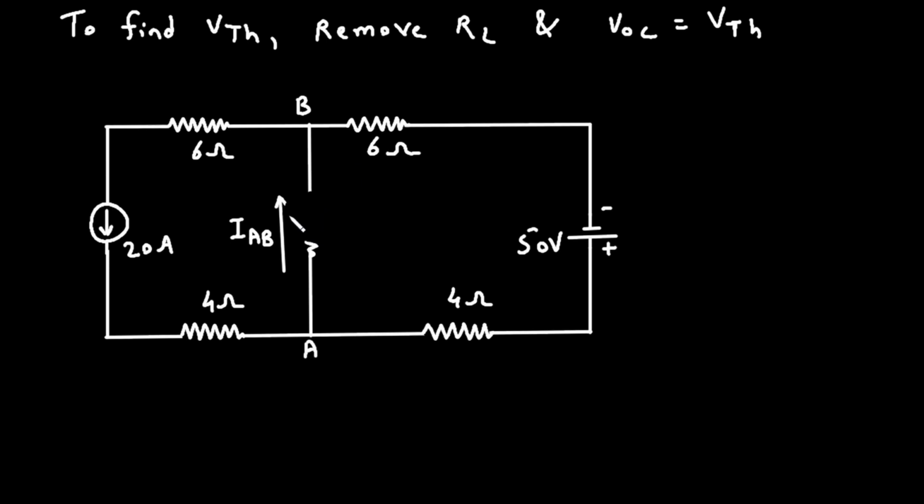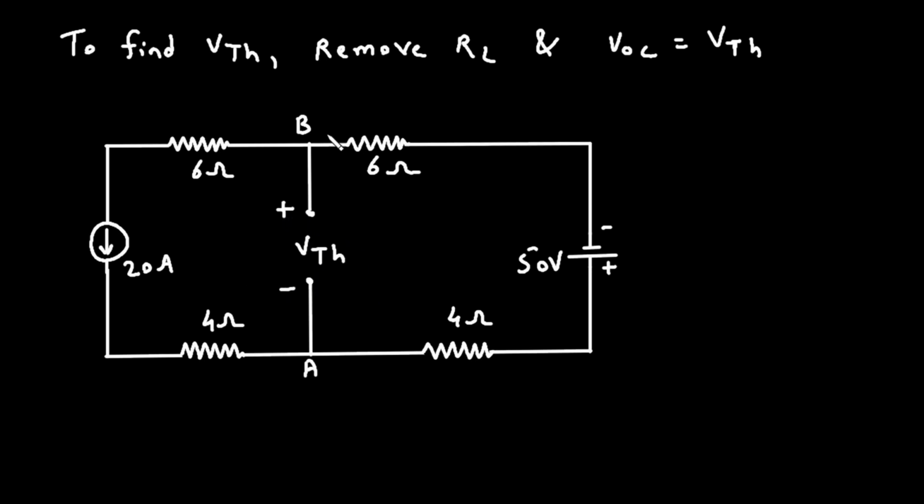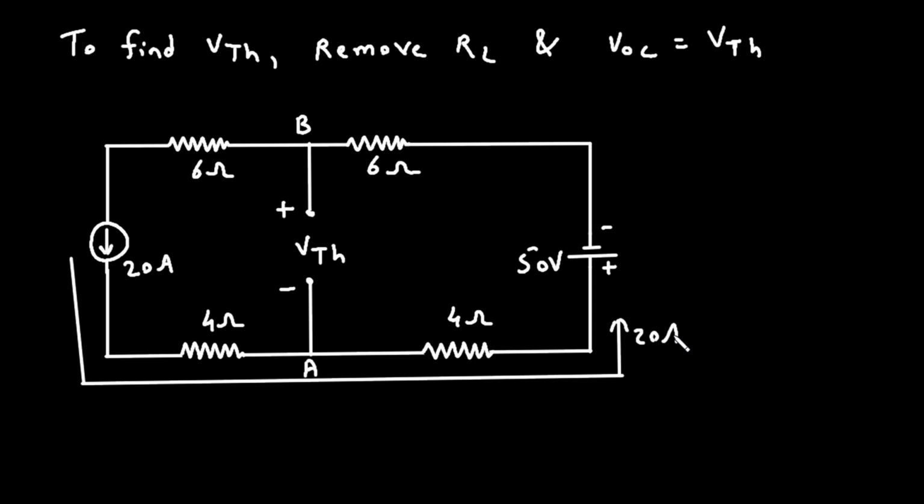Now we will remove this load resistor first. And now this will be our VTH. And here this will be positive, this will be negative. Now we have to find the value of VTH. Now here we can see this 20 ampere is in series with this voltage source. That means the current through this circuit will be of 20 ampere. Remember that when current source is in series with voltage source, that time we have to take 20 ampere or current source value as the series current.